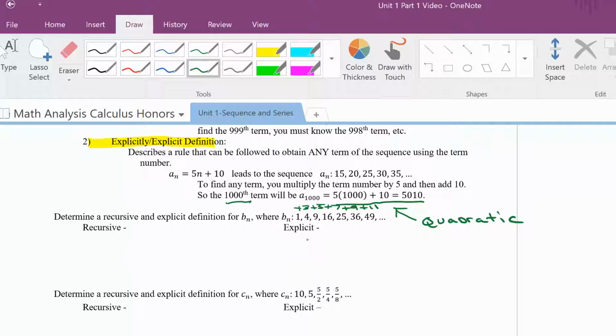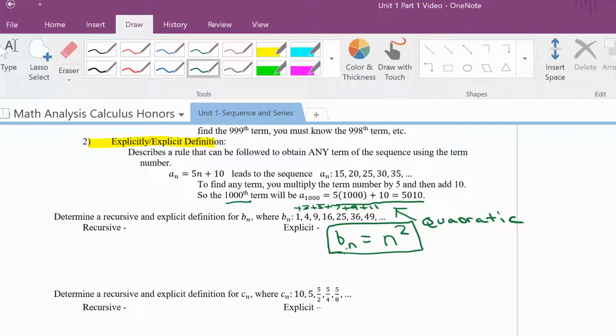So we have to figure out, well, how does it relate to the number of terms? So for example, b sub n is equal to, well, the first term is 1, second term is 4, third term is 9. Well, if it's a quadratic, notice it's got to be n squared, then something. Well, 1 squared is 1, 2 squared is 4, 3 squared is 9, 4 squared is 16. So here it has to be b sub n equals n squared. That's explicit.